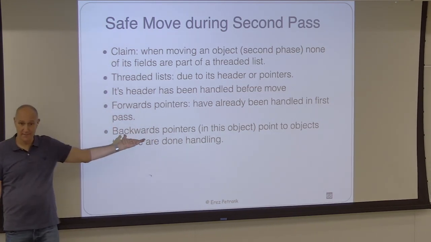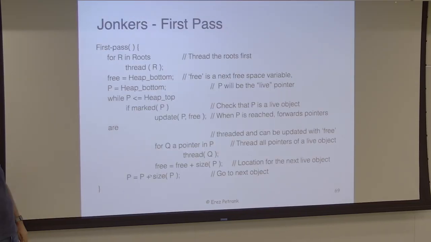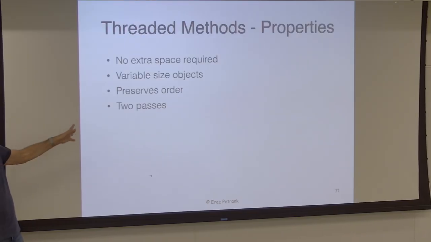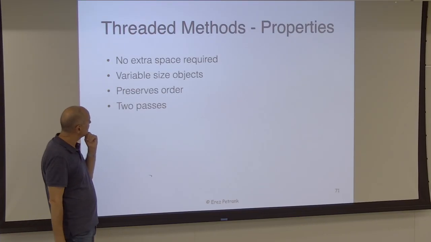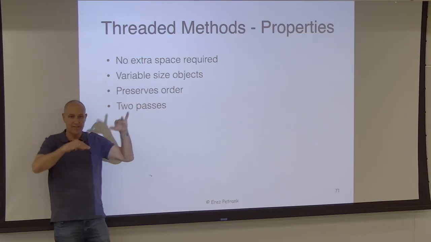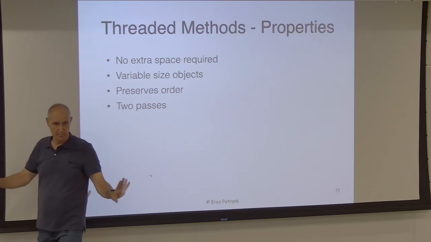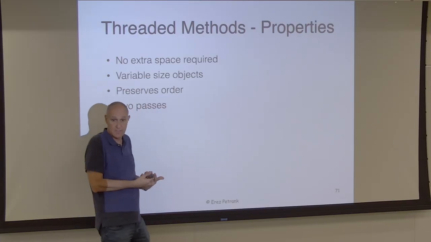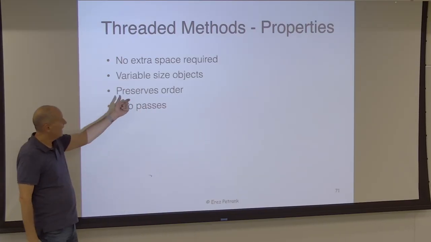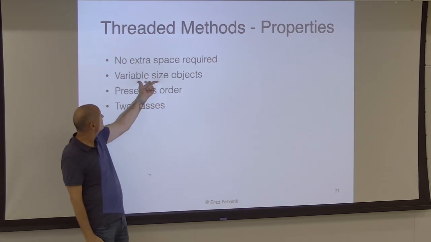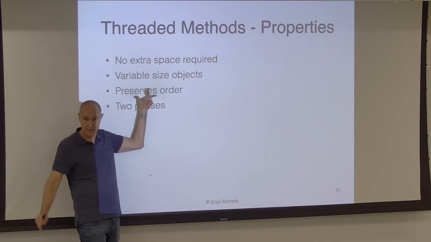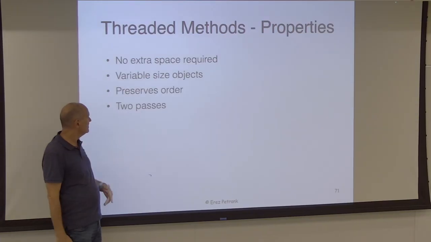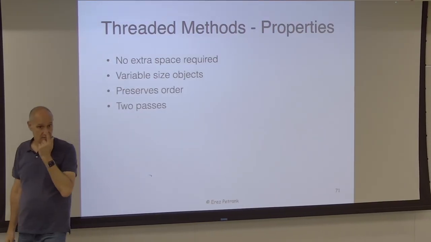Okay, so this is the Jonkers algorithm. I'm going to leave code on the slides, but I'm not going to teach it. Notice the properties: all these threaded lists go through the heap. There's no extra space that you need. They go through the objects that are actually in the heap. So this is good for space overhead. I could do it with variable size objects. This is also good. I preserve the order, so it's a sliding order. Everything moves in order to the beginning of the heap. This is great, and there are two passes, which is also good.